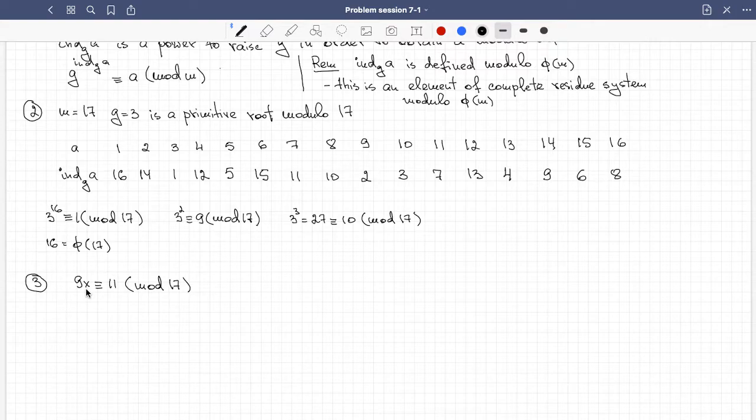Now, this alternative method has its advantages. Now look, what is 9? 9 is 3 squared. So we can write that 3 squared x we want to be congruent to 11. What is 11? 3 to the 7, modulo 17. And now we immediately find that x is congruent to 3 to the 5.